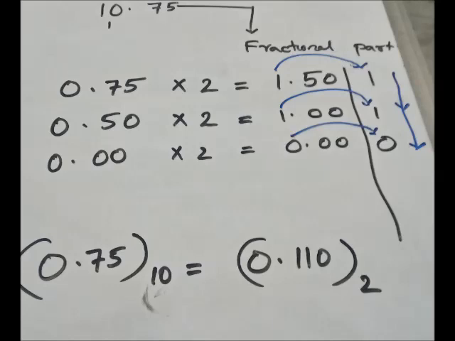Again continue the multiplication of the fractional part with the 2. That is 1.50, 1 we separated, 0.50 into 2 will give you 1.00. Again separating the integral part, that is 1. Then 0.00 into 2 will give you 0, right? So when we write the equivalent binary of the fractional part, we follow the approach top to bottom. So we can write 0.75 to the base 10 is equal to 0.110 to the base 2.